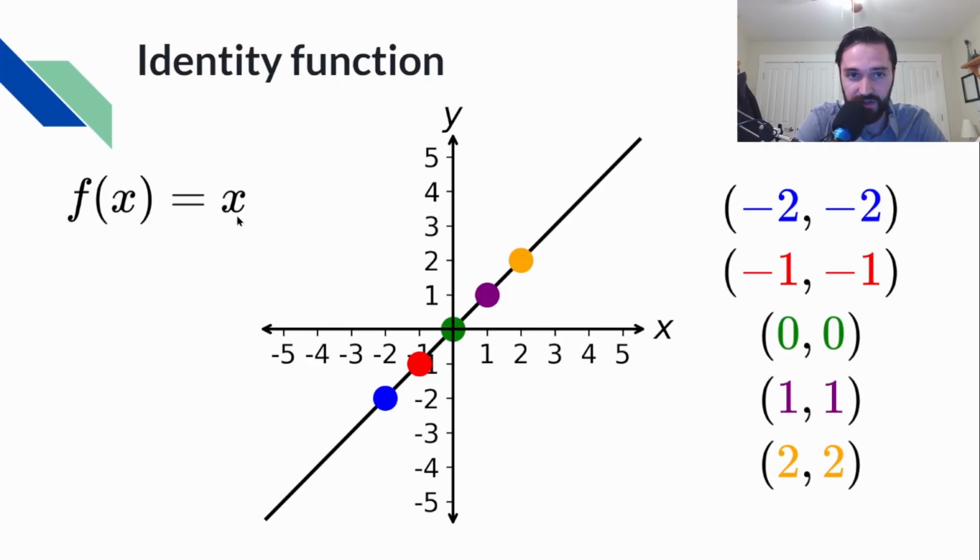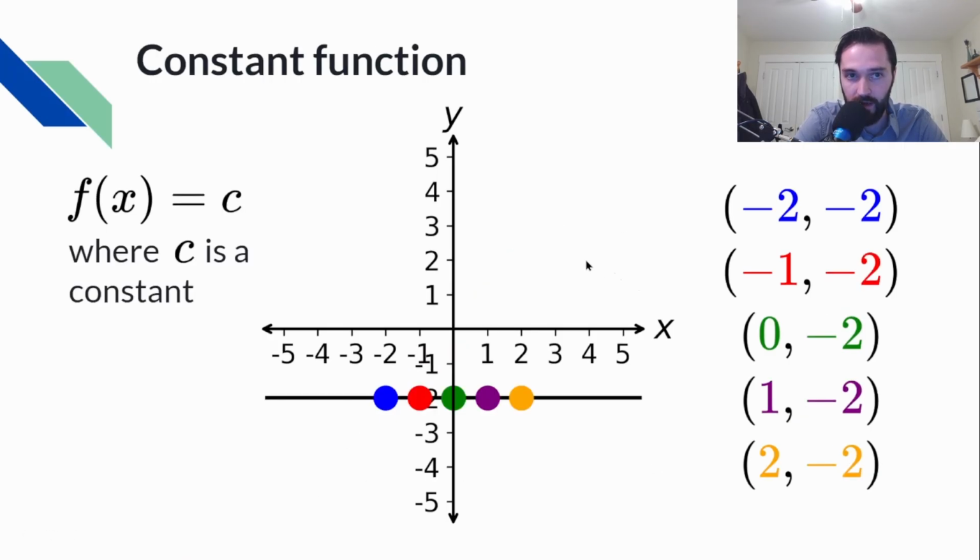What this function does is it takes your input and it just outputs the exact same thing. So you put in a -2, you get out a -2. Put in a -1, you get out a -1, and so on and so forth. So this is a line. And this is the constant function, f of x equals c, where c is a constant. In this case, c equals -2. What this function does is no matter what you put in for your input, it always just spits out c. It always spits out -2. So this is the line y equals -2.